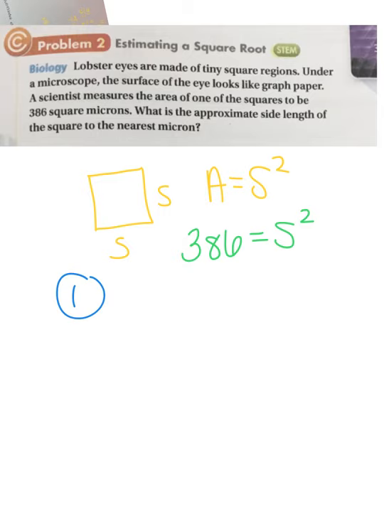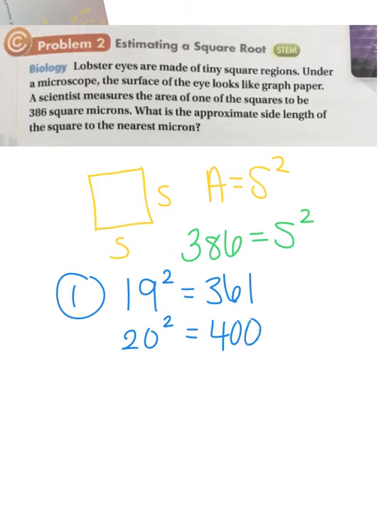So if I was doing squares, I might try 18 times 18, try 19 times 19. If I get 19 squared, I see that that's 361. That's pretty close, and you can use your calculator to find these perfect squares. But then if I do 20 squared, I get 400.